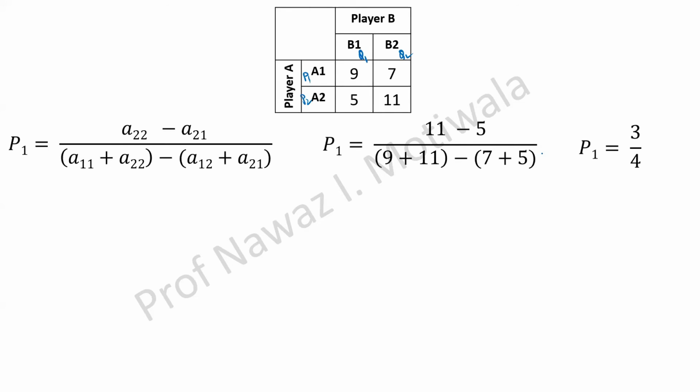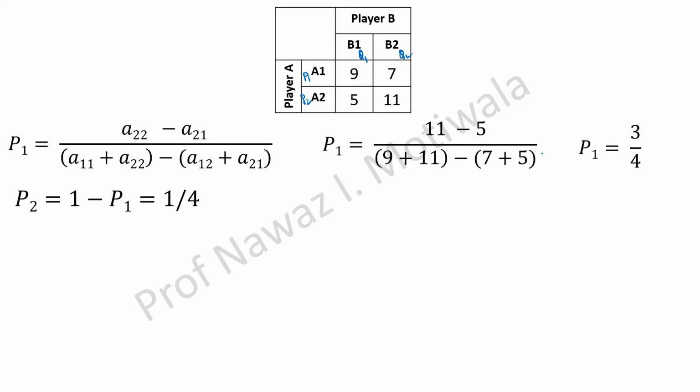What does it mean? It means that 75% of the time, as we have said the game will be played multiple times. Just do not forget the assumption: the game will be played multiple times. So out of those multiple times, there is a 75% chance that he will be playing strategy A1. If it is 3 by 4 for P1, what will be for P2? How many chances? 1 by 4. It's very simple: 1 minus 3 by 4 is 1 by 4. So I got the answer for P1 and P2.